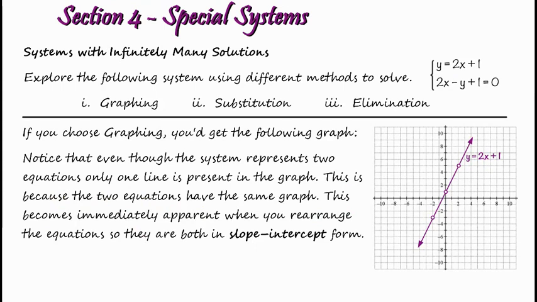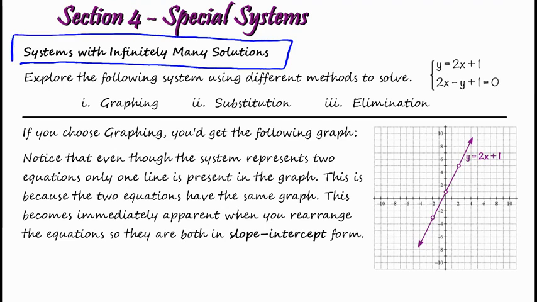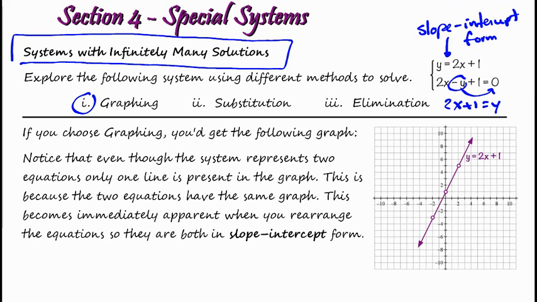So here is a different type of system, and this system will have infinitely many solutions to it. Again, we will explore by graphing at first. And we see that the first equation is already in slope-intercept form, also known as y equals form. The second equation, if we simply move y to the other side, we have 2x plus 1 equals y. That is slope-intercept form. And we see that these two slope-intercept forms are the same.